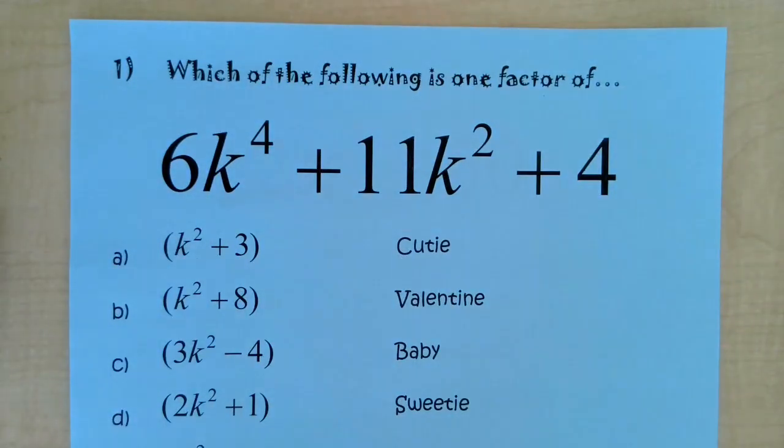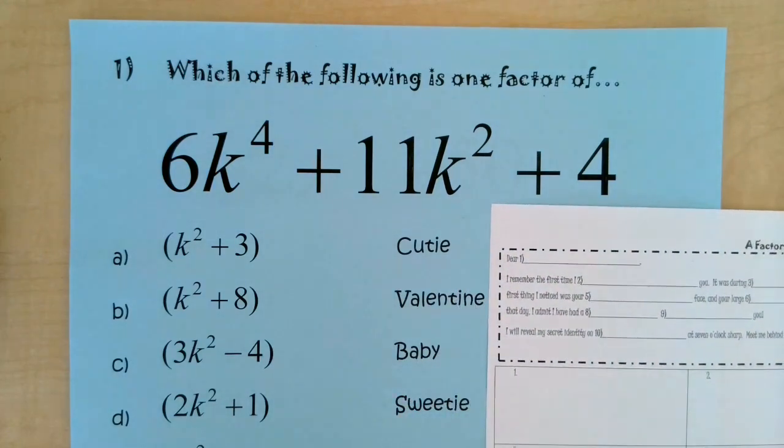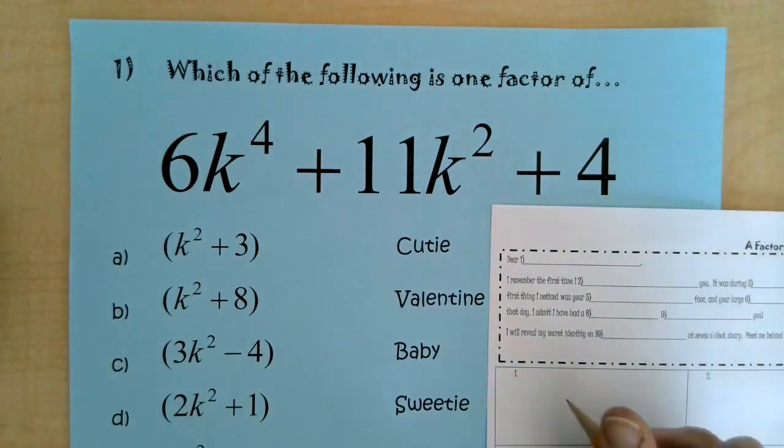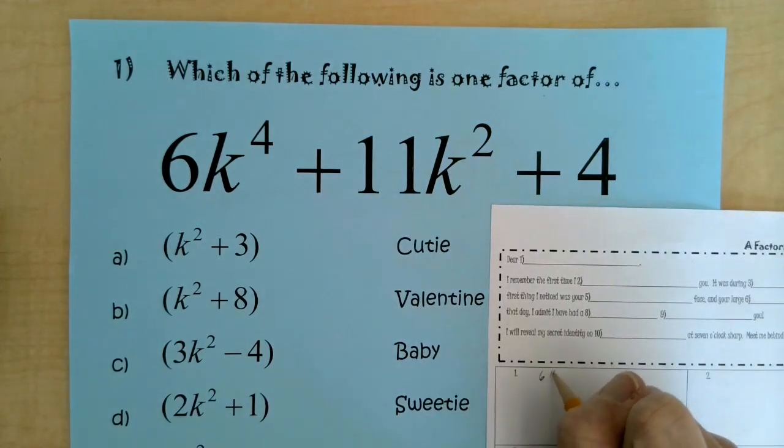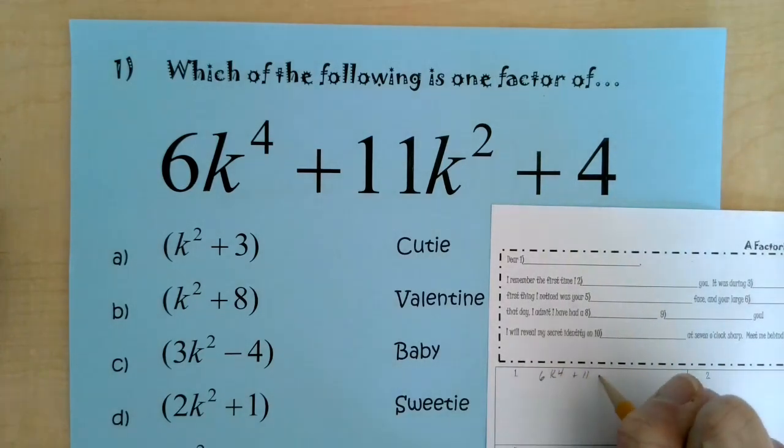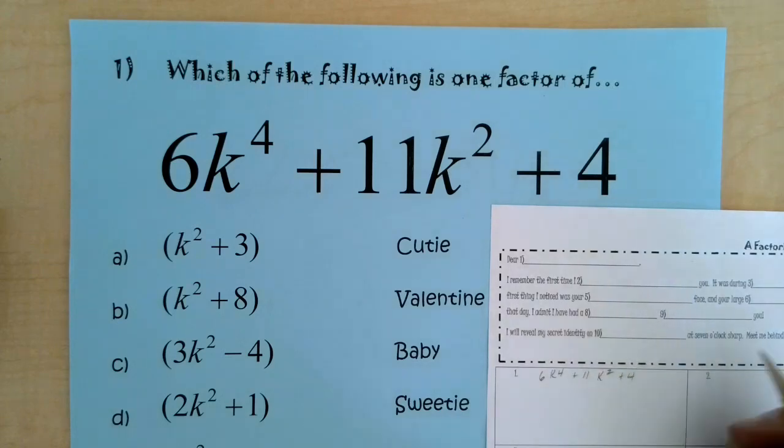All right, let's check out this Stinger activity. Which of the following is a factor of 6k to the fourth plus 11k squared plus 4?